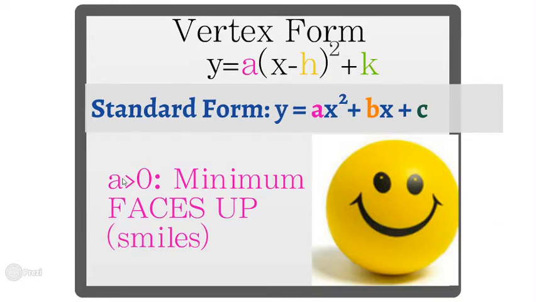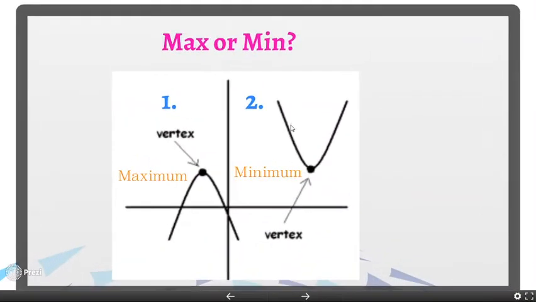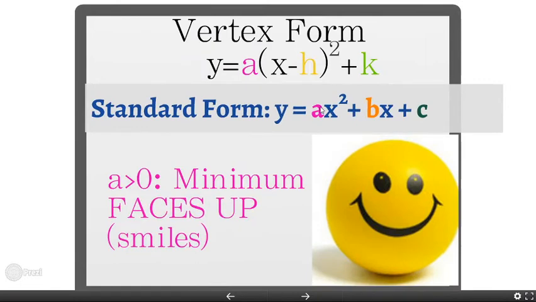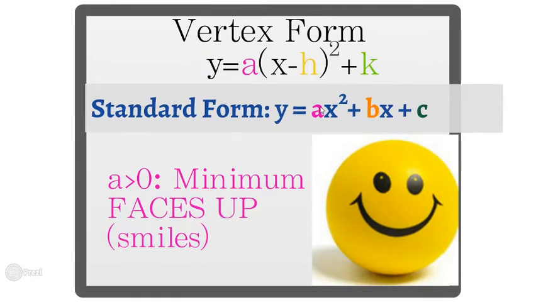So if a is greater than 0, you will have a minimum because a minimum graph looks like the graph is facing upward, and if you were to put 2 dots here, it'd be like a happy face. So if a is positive, think about a happy face, and your parabola will face up and have a minimum. Okay, so just be careful.